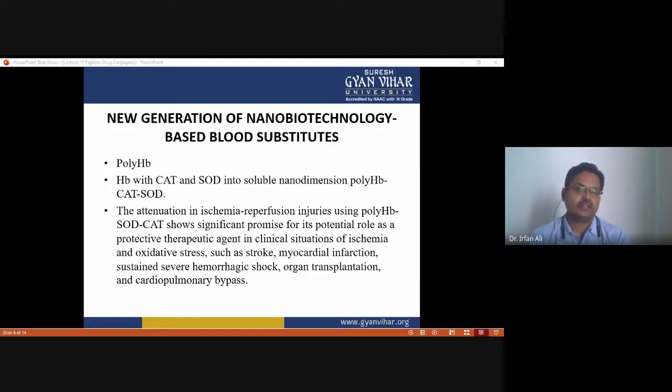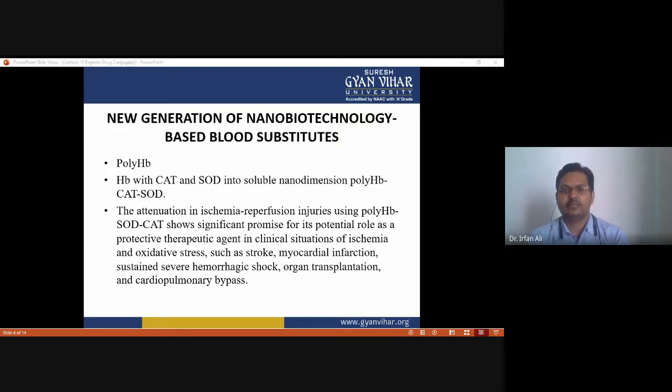So definitely the effect on the blood-brain barrier was followed by Evans blue extravasation, and polyhemoglobin-SOD-catalase complex significantly attenuated the severity of blood-brain barrier disruption as compared to the use of saline or stroma-free hemoglobin. Okay, and polyhemoglobin, or a solution of free hemoglobin, SOD and catalase. In comparison with that, the complex of polyhemoglobin-SOD-catalase shows higher effectiveness.